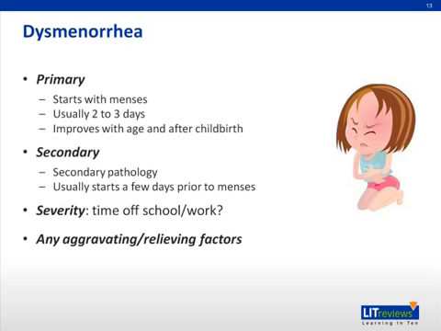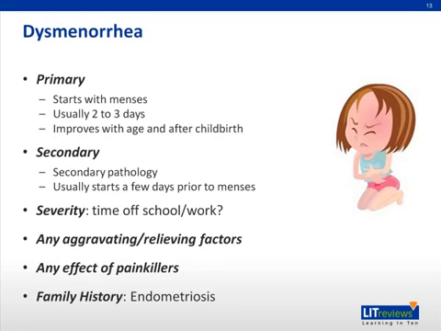Important also to consider any aggravating or relieving factors of the disease. Do they take painkillers? If so, do they take it regularly? And does it make the symptom better? Is an important thing to consider. Also important to ask about family history of conditions such as endometriosis, as endometriosis is known to run in families.